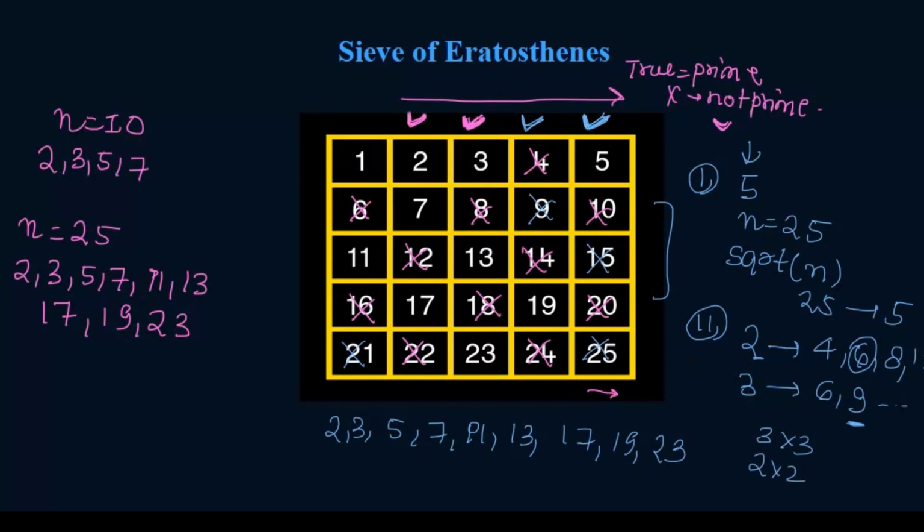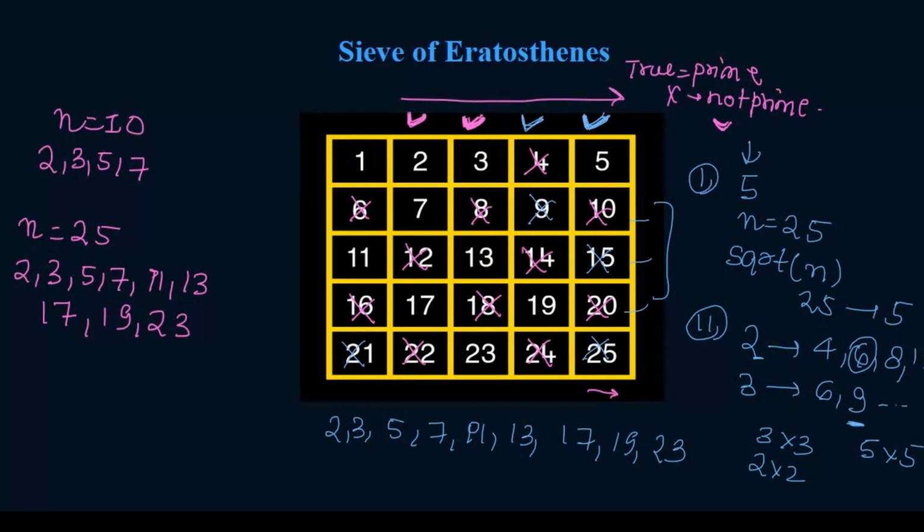So for 5 we see that 10, 15 and 20 are already marked by 2 or 3, so we start the marking from 25. So that is actually 5 times 5. So for every prime number we start the crossing mark from the square of that number. So these are the two optimizations done by the Sieve of Eratosthenes.